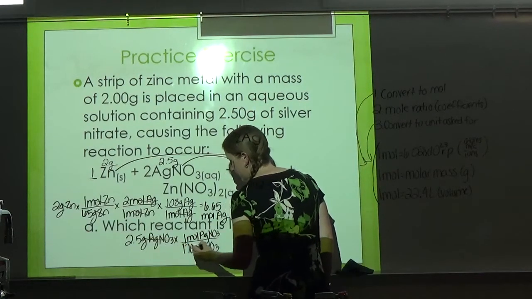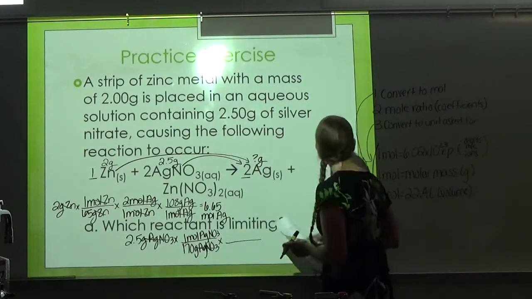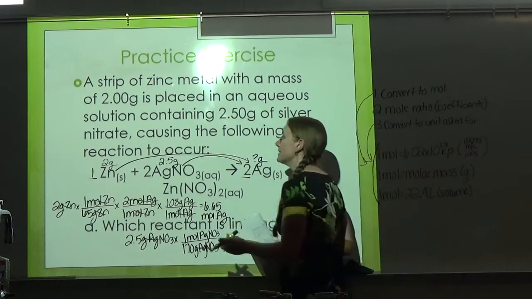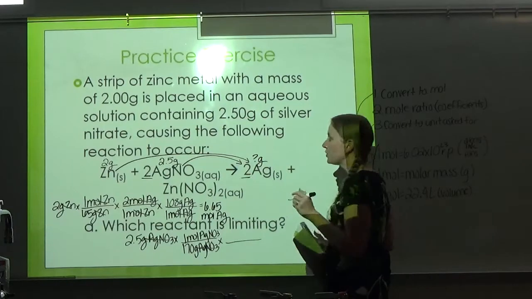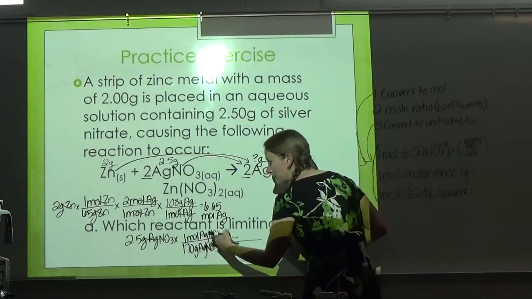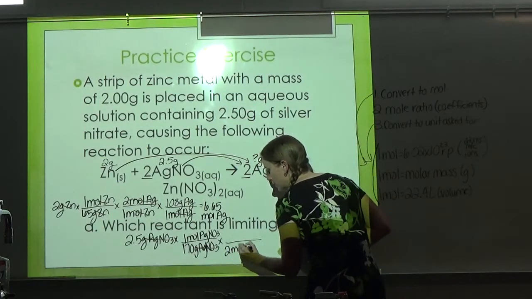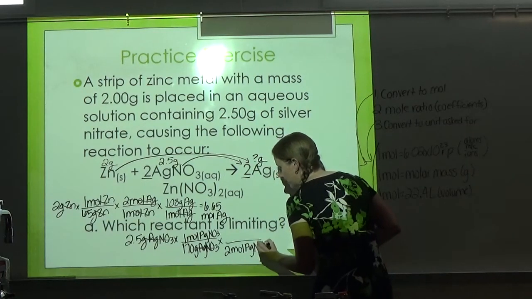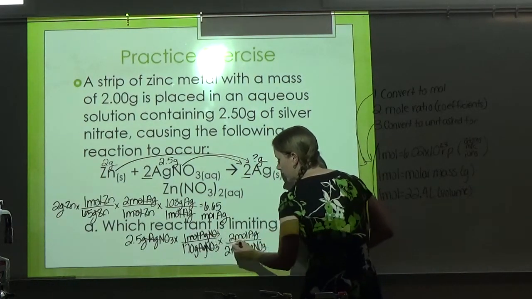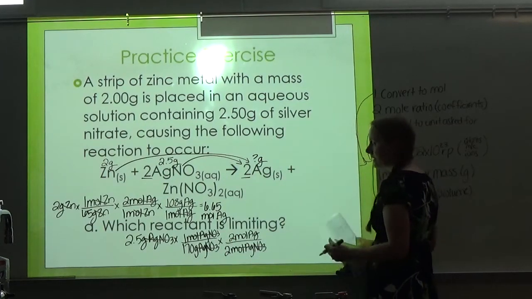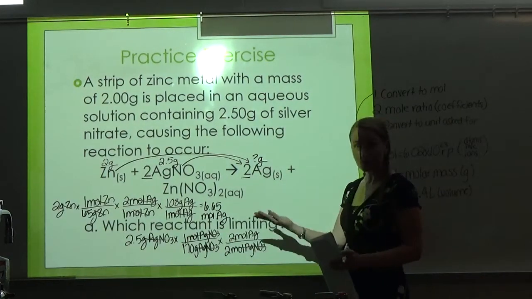So my grams cancel. Step 2 is mole ratio. So I can see that 2 moles of silver nitrate make 2 moles of silver. So since I have silver nitrate on top, I'm going to put the 2 moles of silver nitrate on bottom and the 2 moles of silver on top. So my moles cancel.